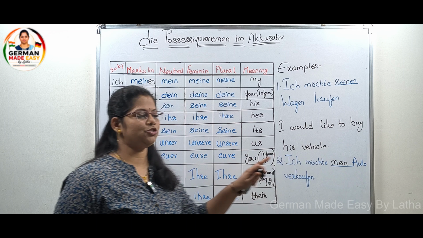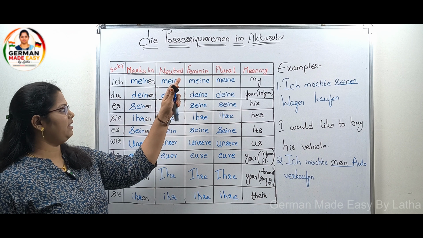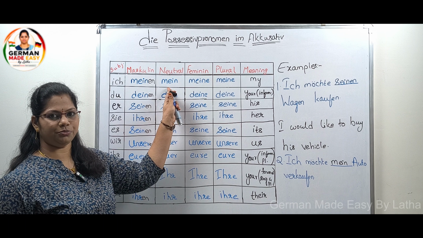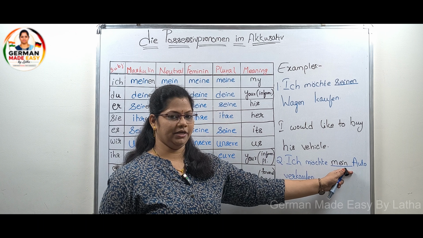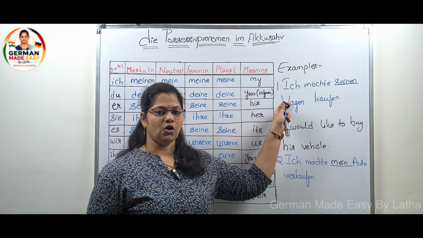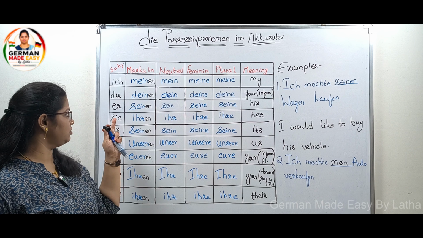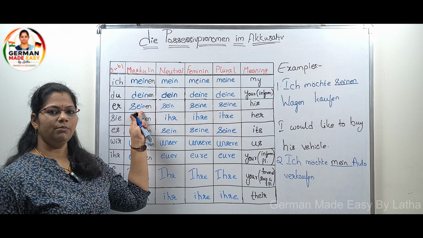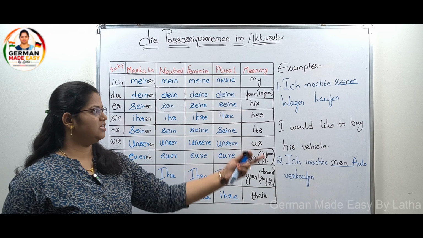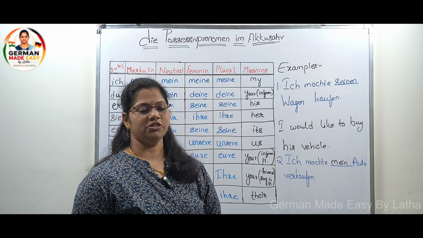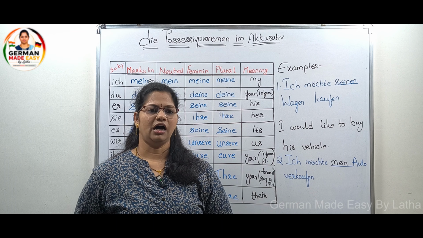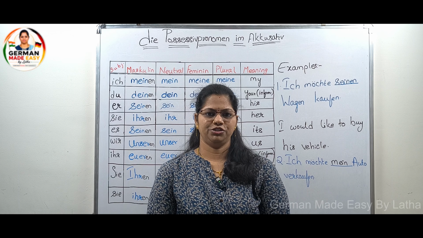Because Auto happens to be neuter gender and there is no change in the neuter possessive pronouns when compared to nominative possessive pronouns. So mein remains mein. But in the previous statement, it will be seinen because Wagen is masculine and in the accusative case, the masculine common noun takes one extra en to the possessive pronouns. This is how we will differentiate the possessive pronouns usage compared to the nominative case as well as the accusative case. Hope you understood the concept.